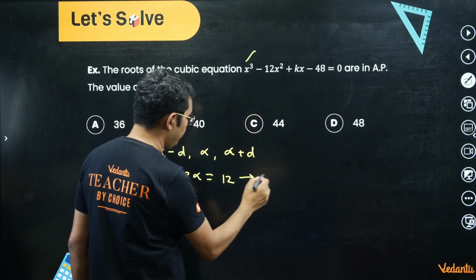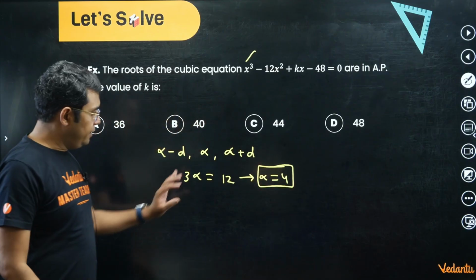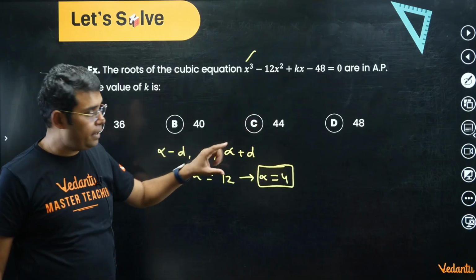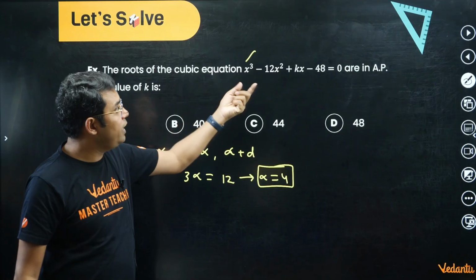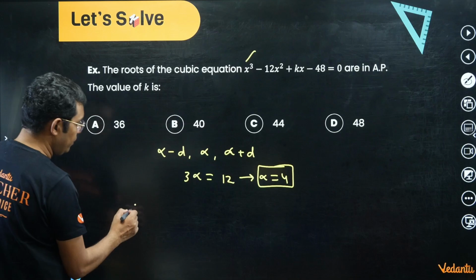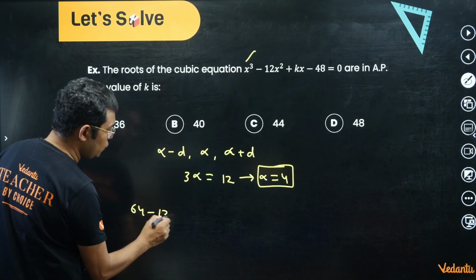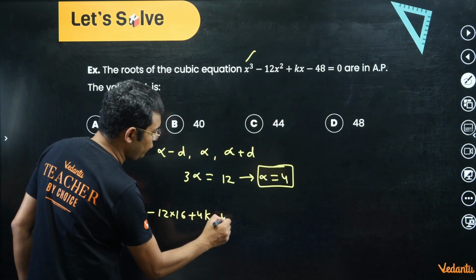So we have found one of the roots as 4. Now dear students, I think this will directly give you the value of K, because if you know one of the roots, it should satisfy the equation, and the only unknown in the cubic is K. If you put alpha as 4, it will be 64 minus 12 into 16 plus 4 into K minus 48.